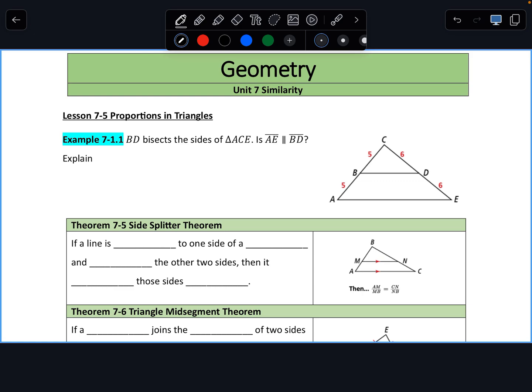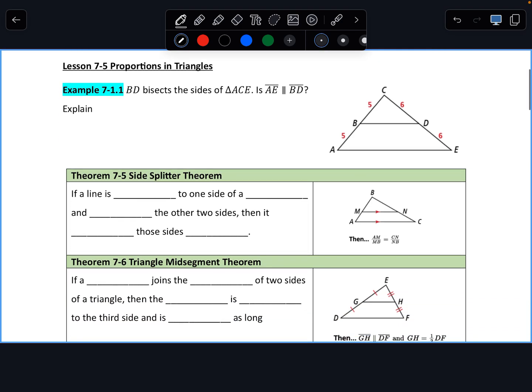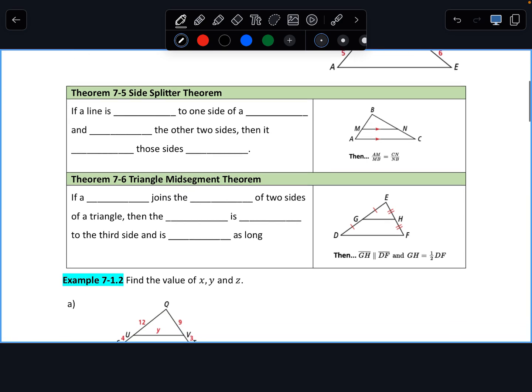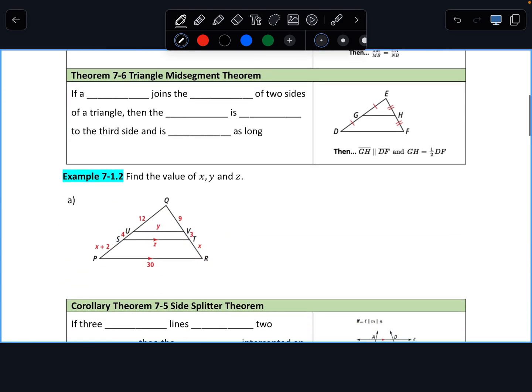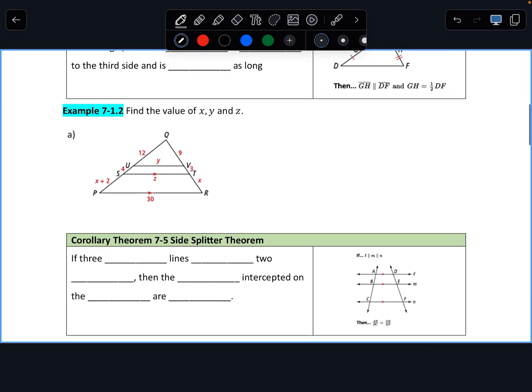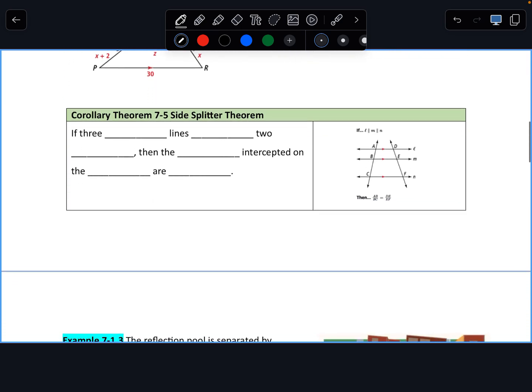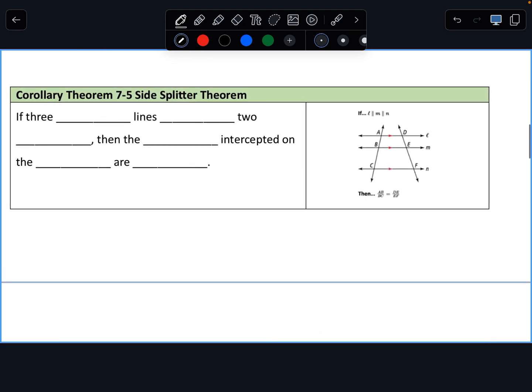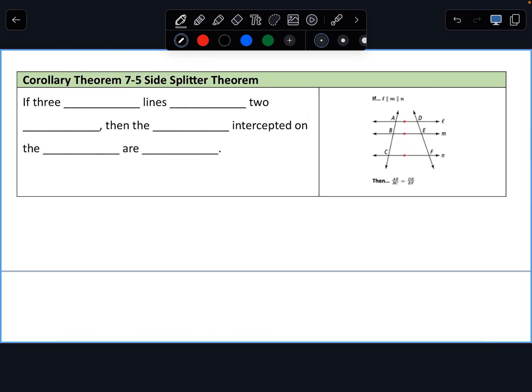Now, as we go through this lesson, I'm going to be skipping around in the notes. I'm not going to go from top to bottom, and I'm going to change a couple of things around to make things simpler and hopefully easier to understand. So the first thing I'm going to do is scroll down to the middle of this section of notes. For right now, we're going to skip the top triangle example, the side splitter theorem, mid-segment theorem, and this first example with a triangle. And we're going to come down to the section that says corollary theorem 7.5, the side splitter theorem.